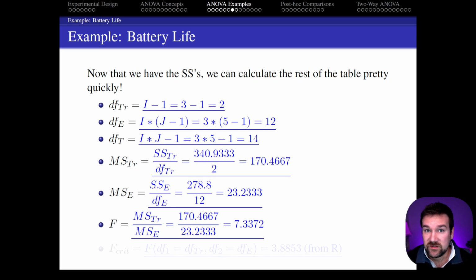For the F statistic, and remember, this is the test statistic that we've done the whole table to build up to. And also remember, I'm on my piece of paper filling in each of these blanks in the ANOVA table. But once I get to the F, that's the ratio of the mean squares treatment over the mean squares error. So I just calculated mean squares treatment's 170.4667, mean squares error's 23.2333, and then I divide those, 170 on the top, 23 on the bottom. I end up getting 7.3372 for my F test statistic.